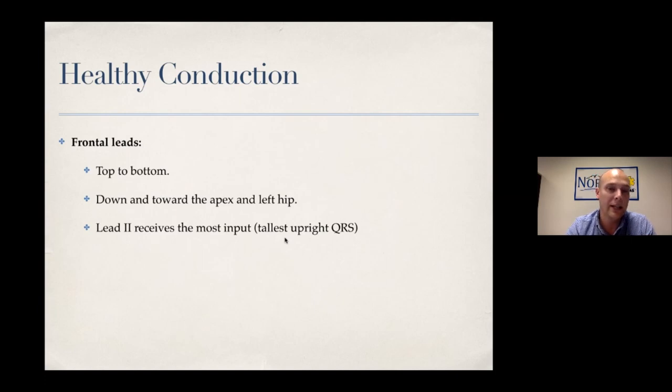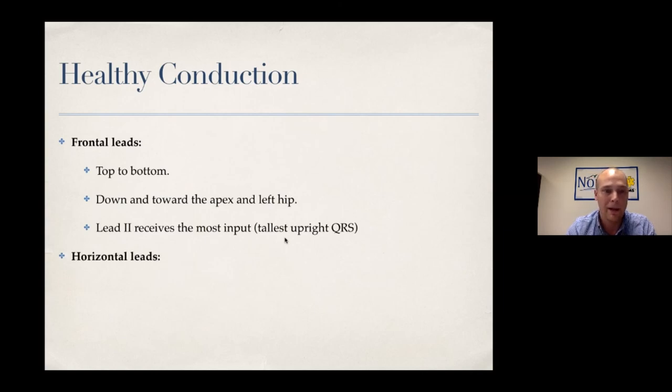Because of that, to look at an EKG and ensure that the conduction is 100% where it's supposed to be in a healthy heart, because of the placement of lead 2, the QRS complex within lead 2 should be the tallest complex between 1, 2, and 3, and we'll go over that in just a second.